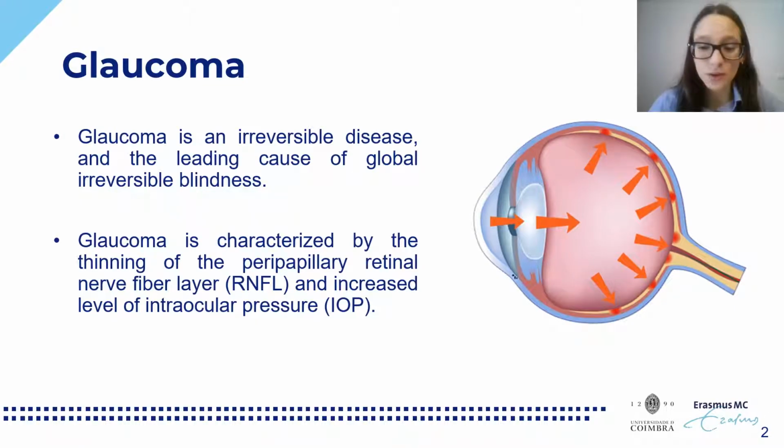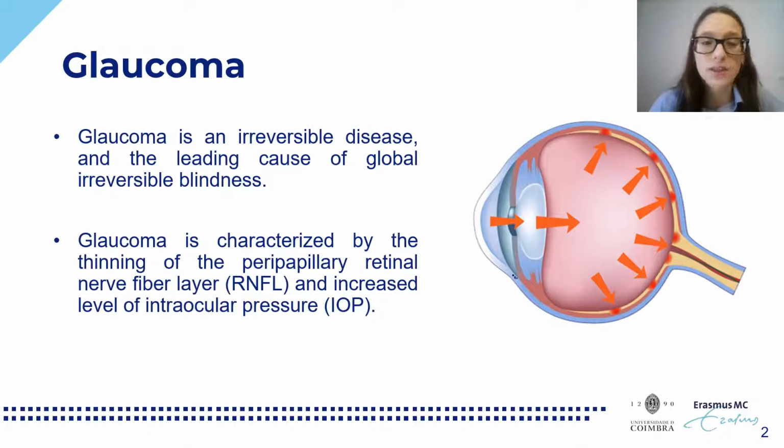A little introduction to this problem. So, glaucoma is an irreversible disease and is the leading cause of irreversible blindness worldwide. However, the damage it provokes is preventable if it's treated at an early stage. So, for this reason, making an early diagnostic and close progression monitoring is crucial to prevent further development of the disease and prevent further consequences like blindness.